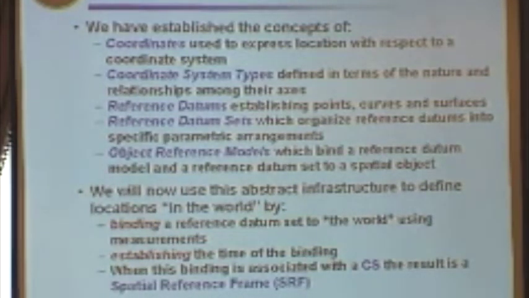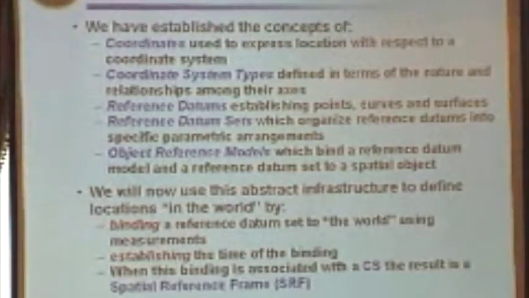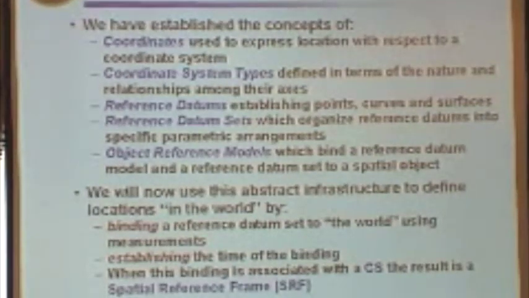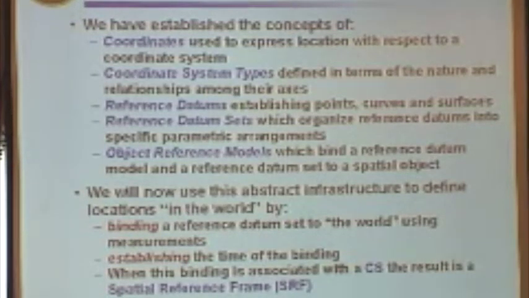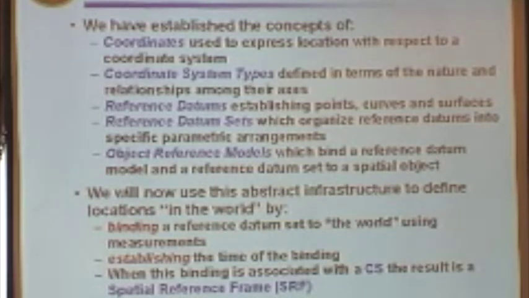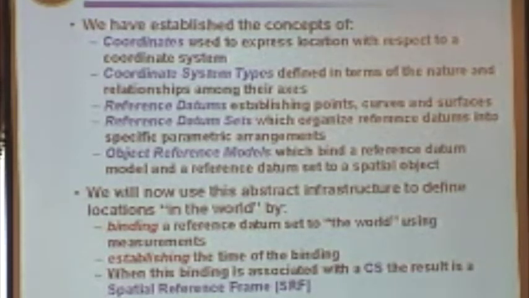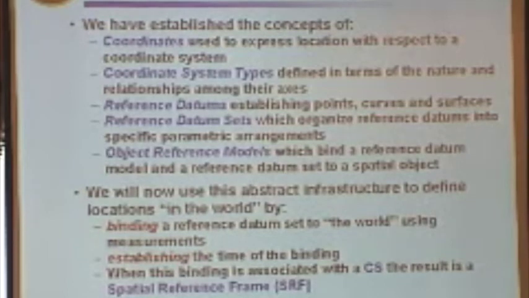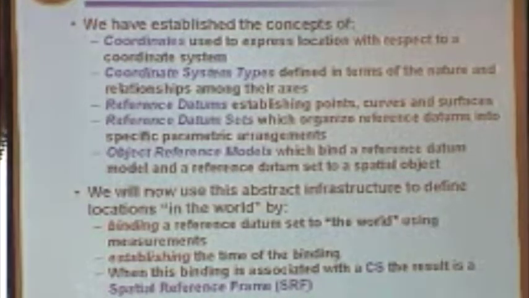So we've established concepts of coordinates used to express a location with respect to a coordinate system. We briefly touched on coordinate system types. I've shown you what reference datums are and what role reference datum sets play in object reference models. And this is what's in the SRM. How you bind them then becomes something which is external to the SRM, but that establishes a spatial reference frame.